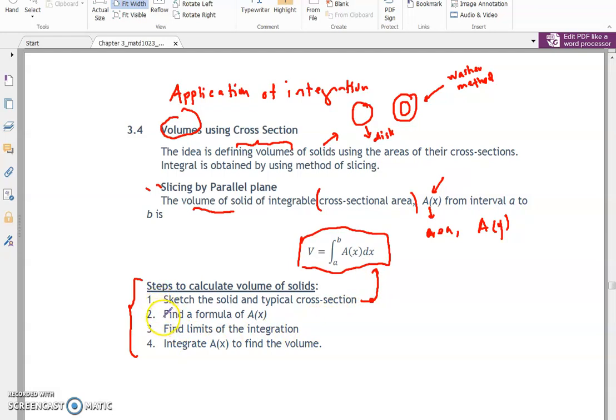Second, we are going to find a formula for your area. Then we are going to also find the limits. The limits here represent the upper value and also the lower value of your integral. And then we are going to deal with the integral techniques to find the volume. Alright, so without wasting any time, let's see the example.